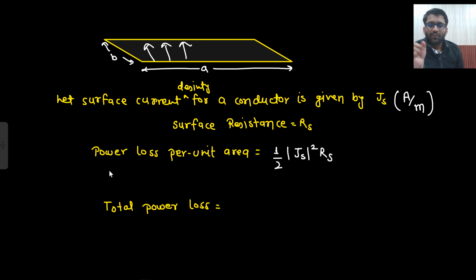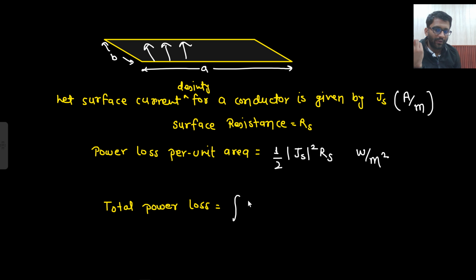Sorry for the interruption. So what I was saying, this is the power loss per unit area. This is not the power loss, it is power loss per unit area, because it has the unit of watt per meter square. And if you need to find the total power loss, since you know the power loss per unit area, you need to multiply with respect to area.